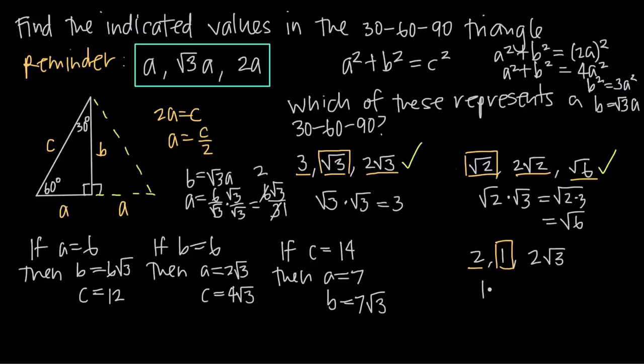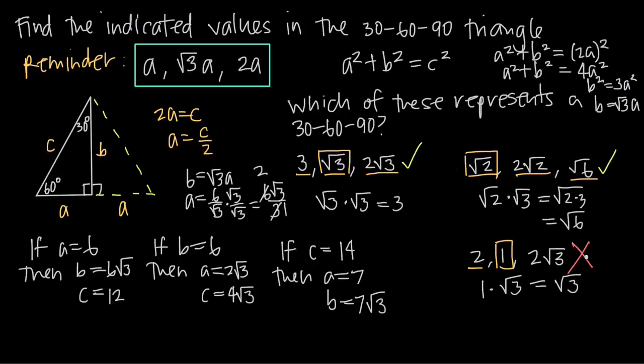So if I do 1 times the square root of 3, what I'm going to get is square root of 3. But this doesn't match 2 times the square root of 3. It's just square root of 3. So because these don't match, I know that these three side lengths can't possibly represent a 30, 60, 90 triangle.